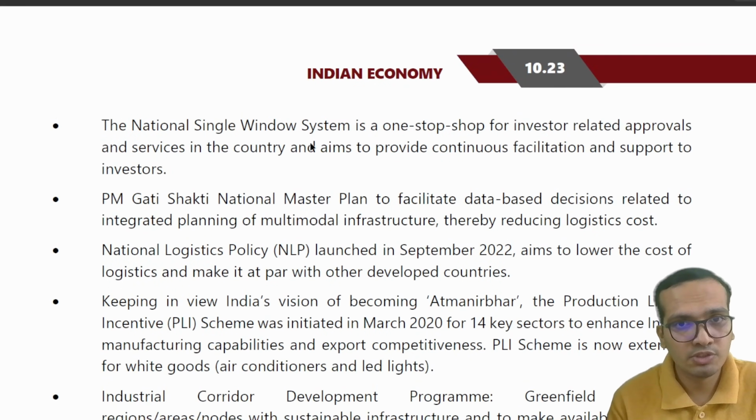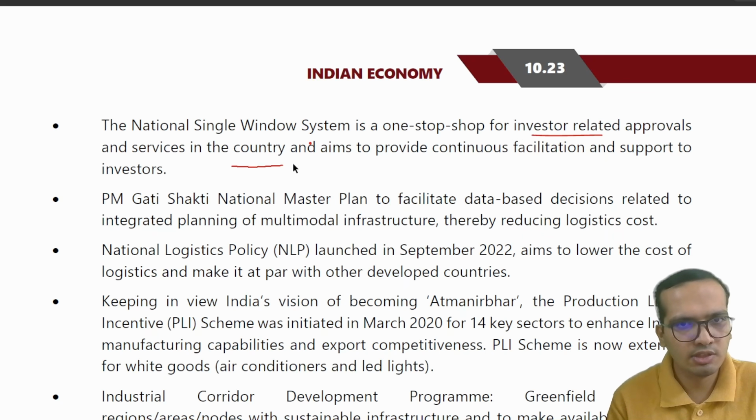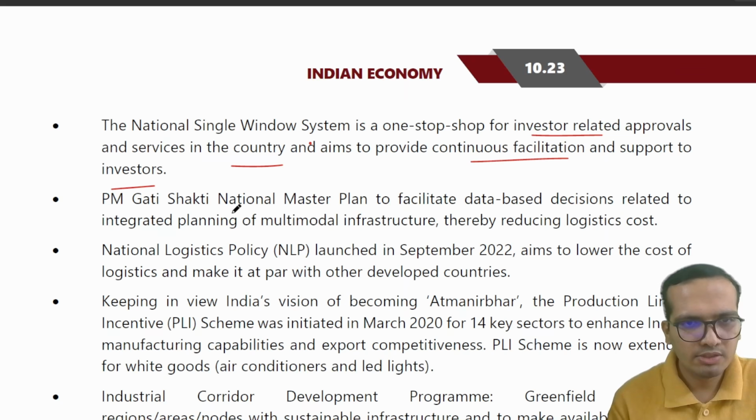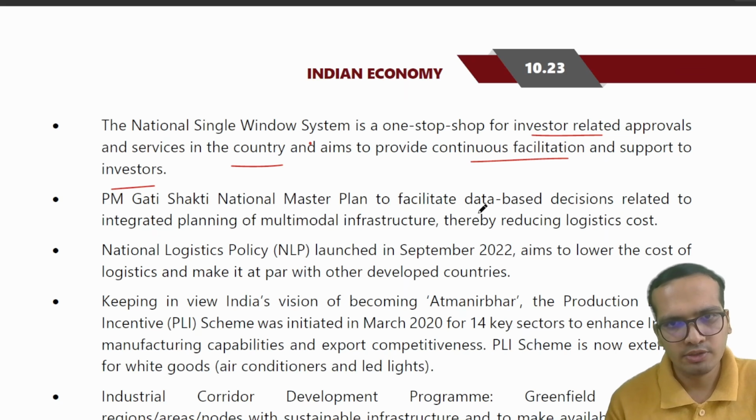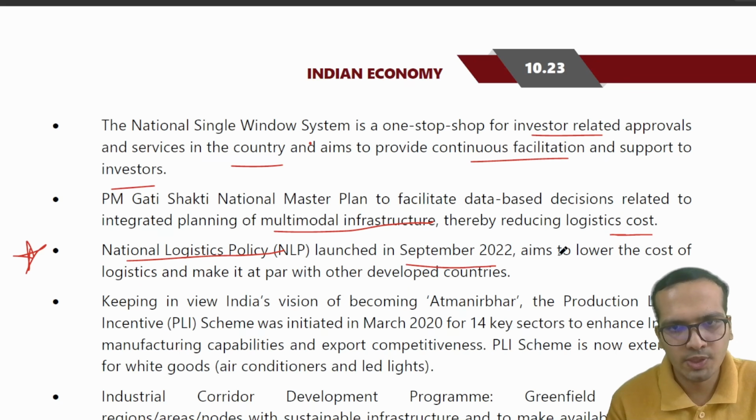The National Single Window System is a one-stop shop for investment-related approvals and services in the country, aimed to provide continuous facilitation and support to investors. PM Gati Shakti National Master Plan to facilitate data-based decisions related to integrated planning of multimodal infrastructures, thereby reducing logistic cost. ये भी important है. National Logistics Policy (NLP) launched in September 2022 aimed to lower the cost of logistics and make it at par with other developed countries.